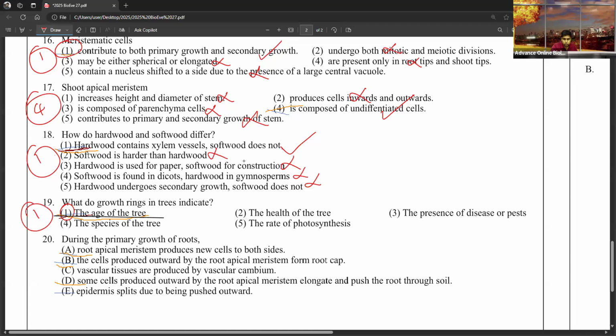During the primary growth of roots, root apical meristem produces new cells. Root apical meristem produces new cells to both sides, correct? The cells produced outward by the root apical meristem form the root cap, correct? Vascular tissues are produced by the vascular cambium.